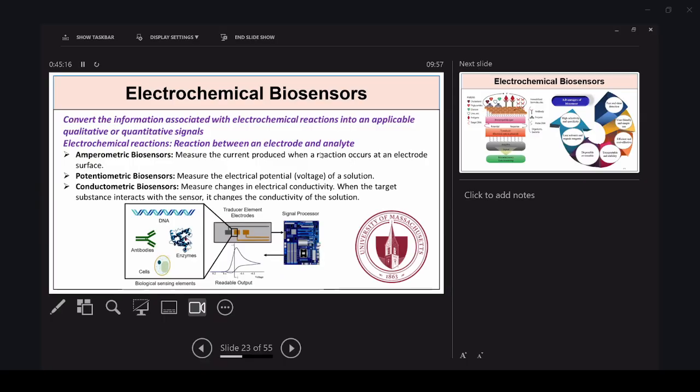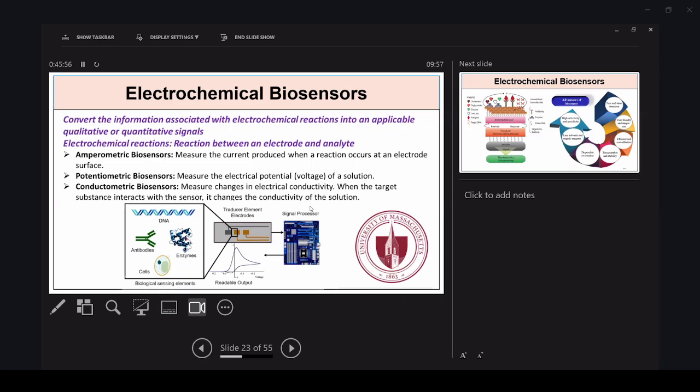And in the lab we did with the PBS or the saliva or the urine, all those samples can be used as an analyte, right? And there are different types of electrochemical biosensor. It can be an amperometric biosensor, which measures the current produced when a reaction occurs at an electrode surface. A potentiometric biosensor measures the electric potential or the voltage of a solution. A conductometric biosensor measures changes in electrical conductivity. When the target substance interacts with the sensor, it changes the conductivity of the solution.